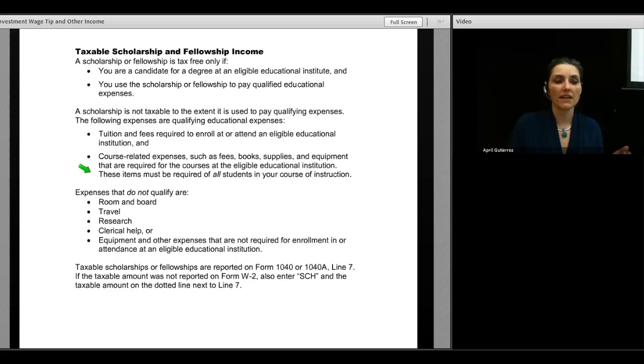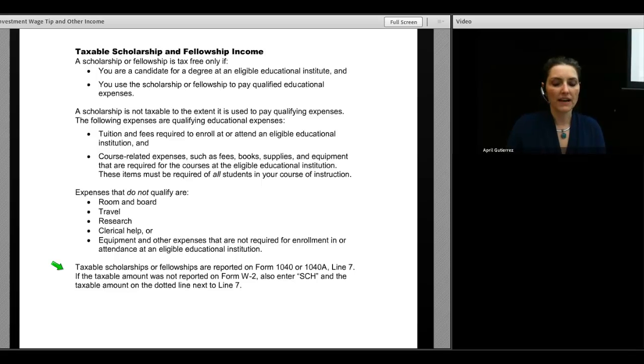So maybe you need a laptop computer for school. Can the laptop be a qualifying expense? The answer is, does the educational institution require all students to have a laptop for attendance at that course? If the answer is yes, then it would be a qualifying expense. But expenses that do not qualify are room and board, travel, research, clerical help, or equipment and other expenses that are not required for enrollment in or attendance at an eligible educational institution.